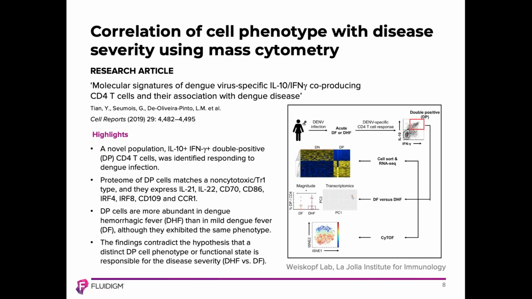Examination of several patients' double positive CD4 T cells showed that there were no differences in the phenotype or function between the varying disease severities. However, the authors could not rule out the elevated levels of the double positive population as a contributing factor to dengue hemorrhagic fever.